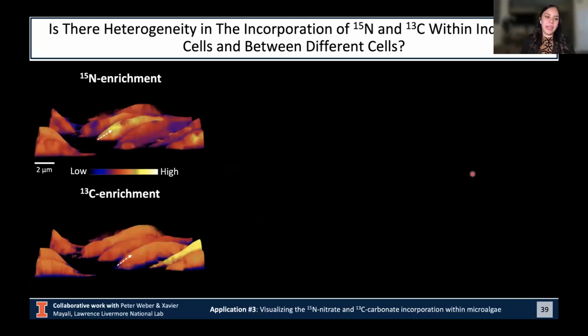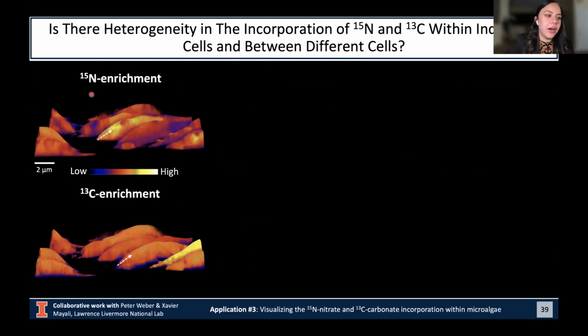And for the last application, we transitioned to seeing if our tool was applicable to algae cells, which are different from mammalian cells. So the key question that motivated this study was, is there heterogeneity in the incorporation of 15N and 13C labels within individual cells and between cells? This question is crucial because understanding this variability can inform us about metabolic processes at the single cell level.